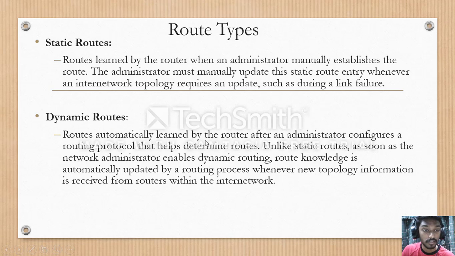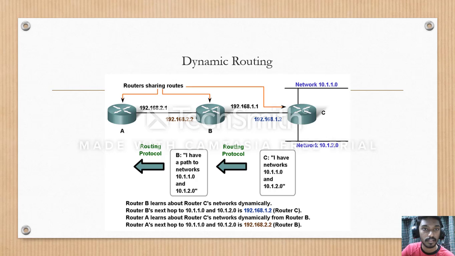Dynamic routes are automatically learned by the router after an administrator configures a routing protocol that helps determine the routes. So basically, unlike static routes, as soon as the network administrator enables dynamic routing, the route knowledge is automatically updated by a routing process whenever new topology information is received from routers within the internetwork. This is an example of dynamic routing.